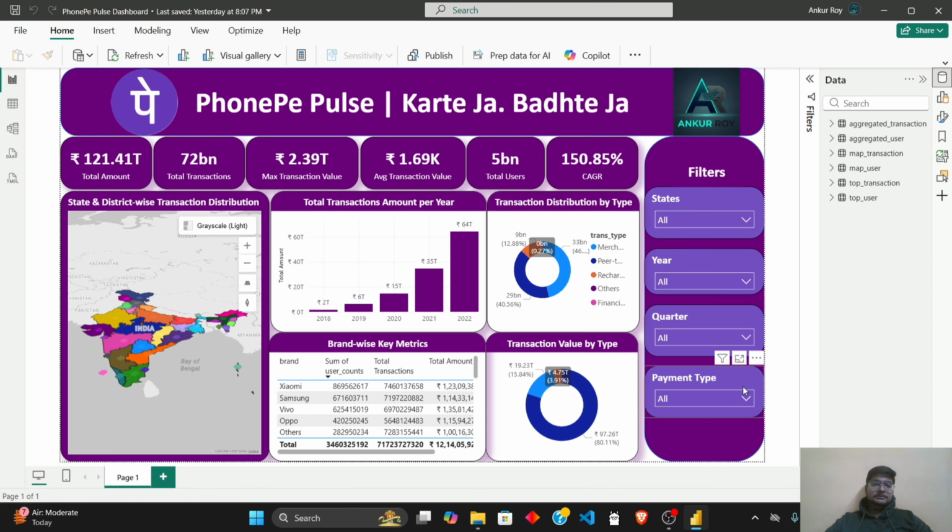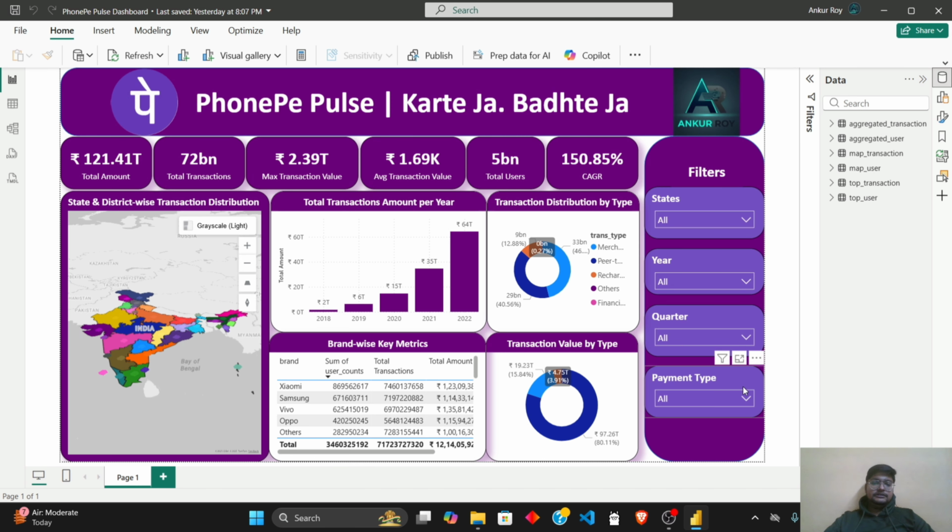project built in Power BI. So in this dashboard, I have analyzed digital payment trends across India using the PhonePe's publicly available Pulse dataset. The goal of this project is to understand how users transact, which transaction types dominate, how states and districts contribute, and how digital payments have evolved over the last few years.